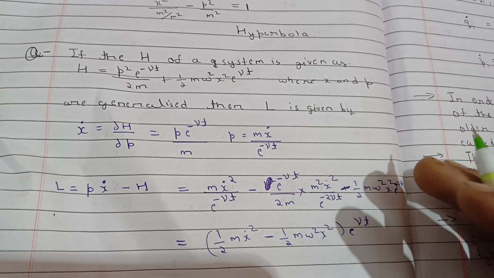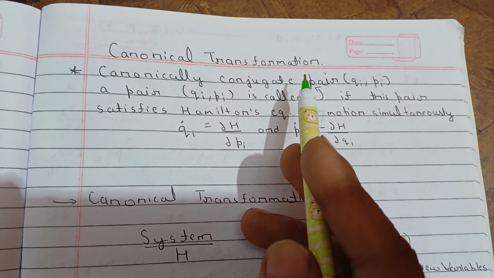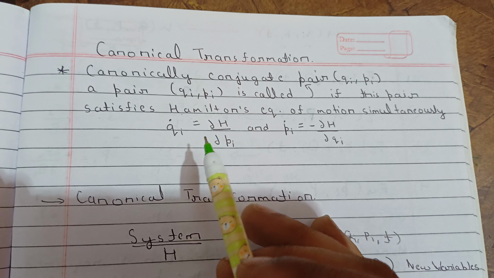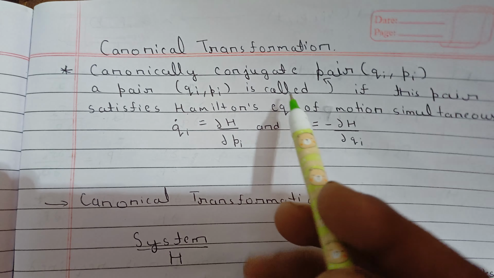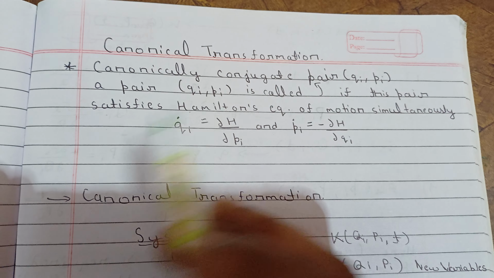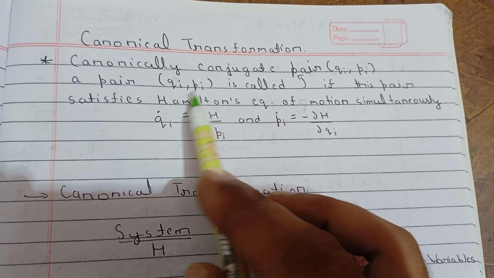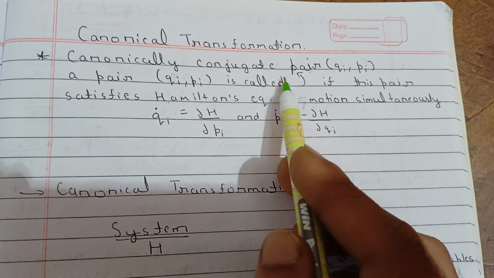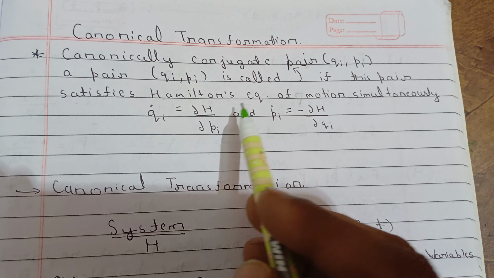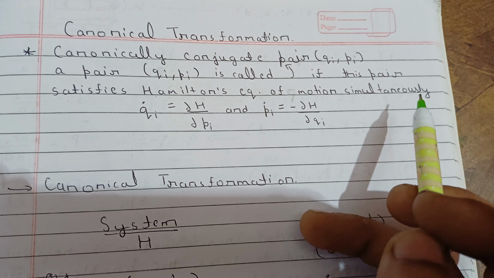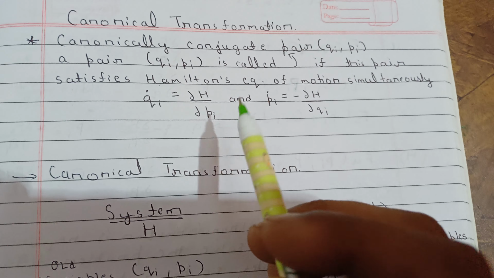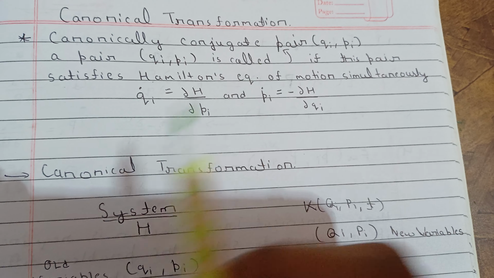So let's move forward to our new topic, that is canonical transformation. Before understanding canonical transformation, first we need to understand canonical conjugate pairs. Many times it comes in the questions that they are a conjugate pair. So what is the meaning of conjugate pair? A pair qi pi, these are generalized coordinates, is called a canonical conjugate pair only if this pair satisfies Hamilton's equations of motion simultaneously. So if at the same time both satisfy these equations, we know these are the equations of motion for the Hamiltonian, then we call that pair a canonically conjugate pair.